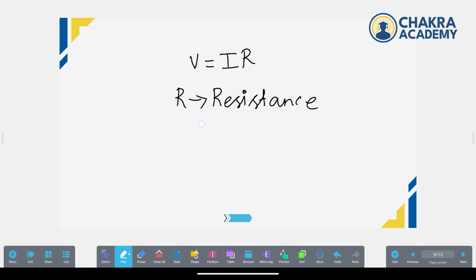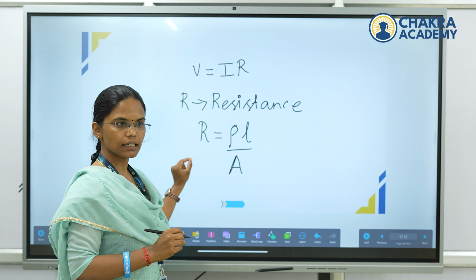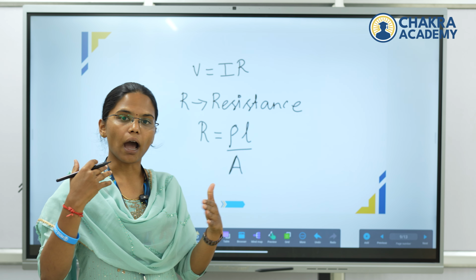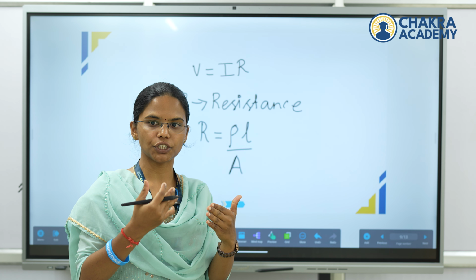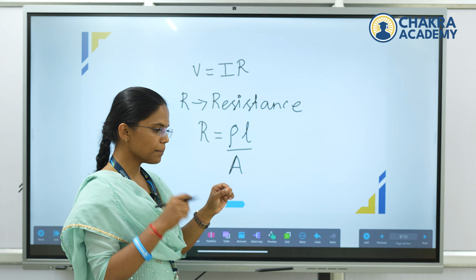The formula for resistance is R is equal to rho L by A. We will see why the formula is like this. So resistance is proportional to length. What is resistance? It is the amount of opposition offered for the flow of electrons. So how does it depend on the material?